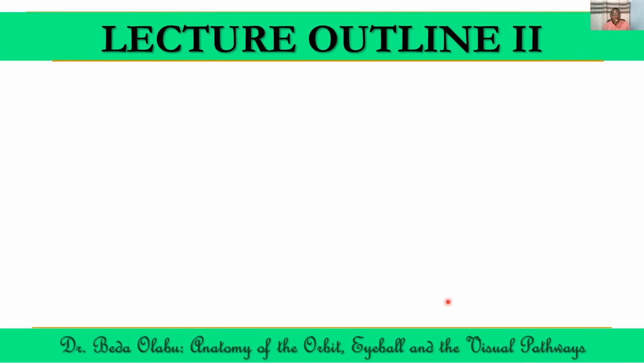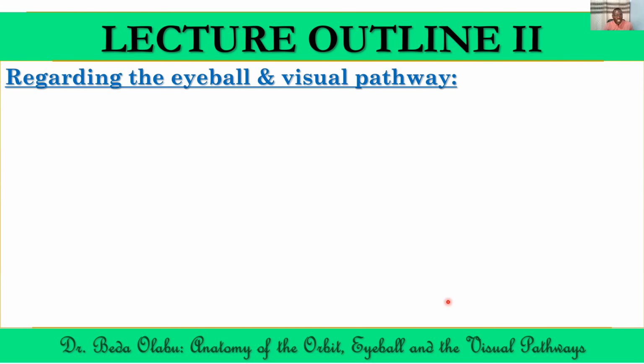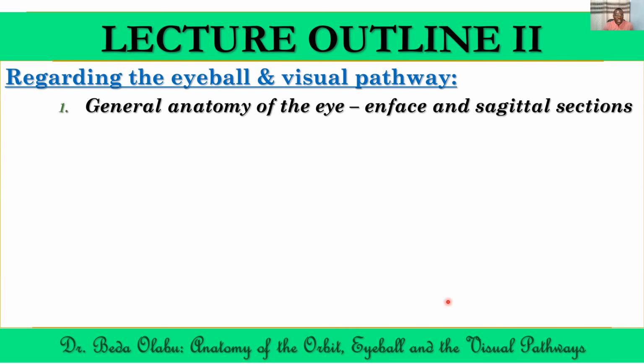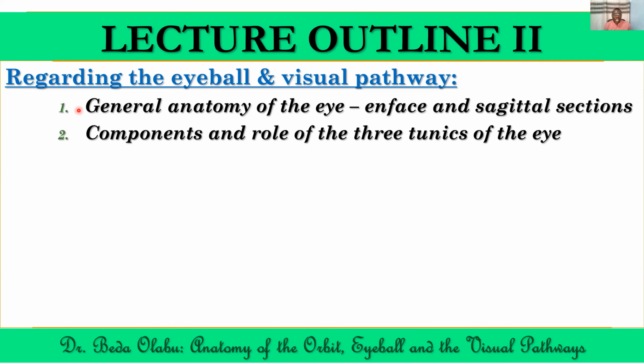The second part of the lecture, which we are not giving here because I've already given it and I'm going to give the link, focuses on the eyeball itself and the visual pathway. It talks about the general anatomy of the eye, as you see it end-on or even in sagittal section. And in that sagittal section, it talks about the layers of the eyeball. There are three layers of the eyeball: the outer tunic, which you call the tunica fibrosa, the middle tunic, which you call the vascular layer, and the inner tunic, which you call the retinal layer. So it will focus on those ones.